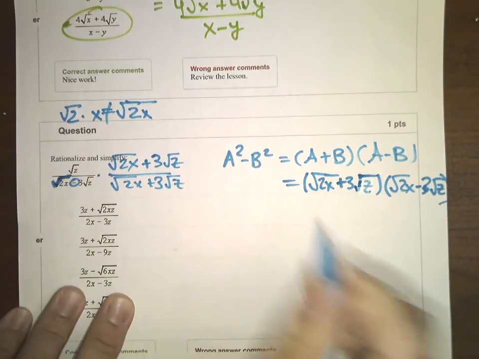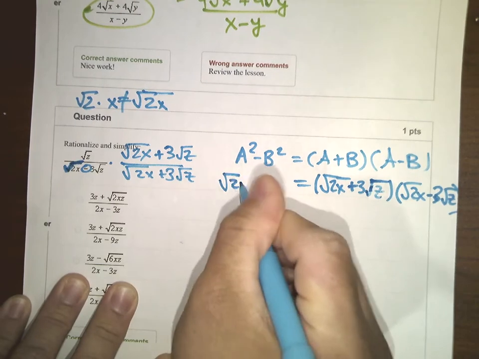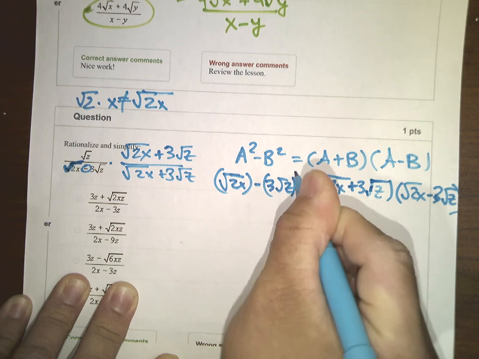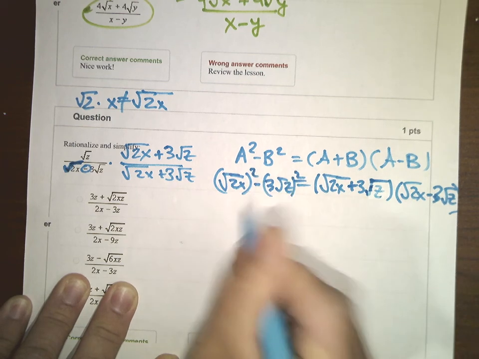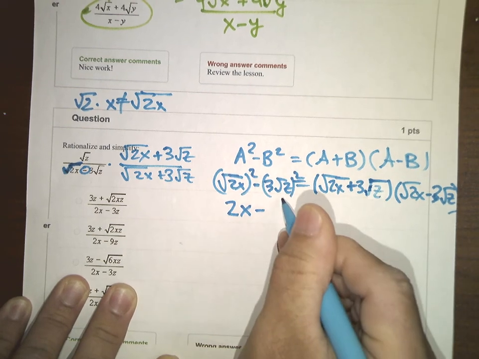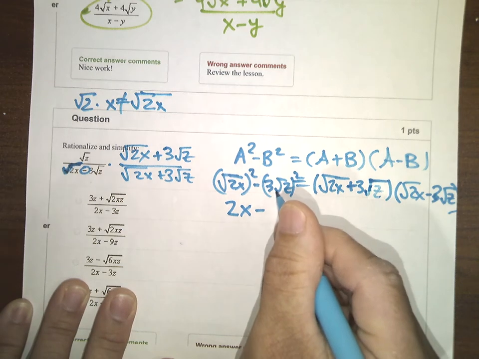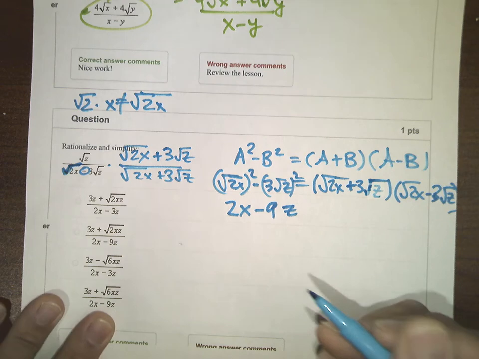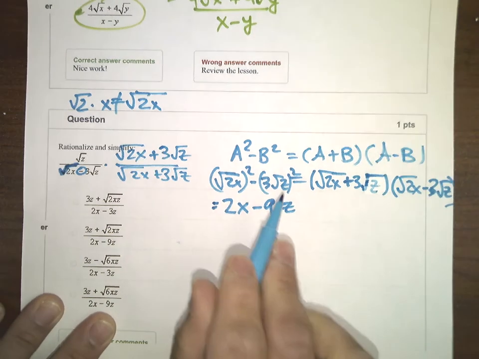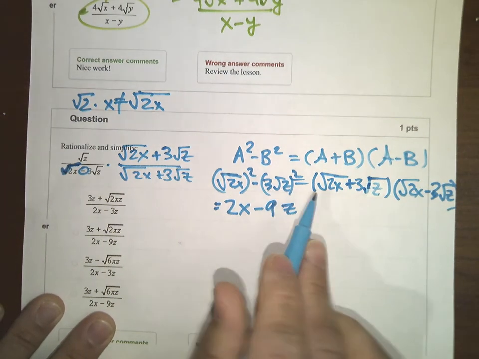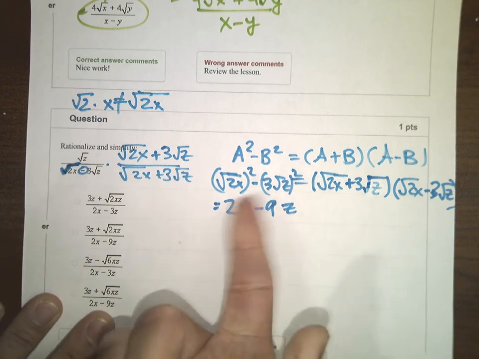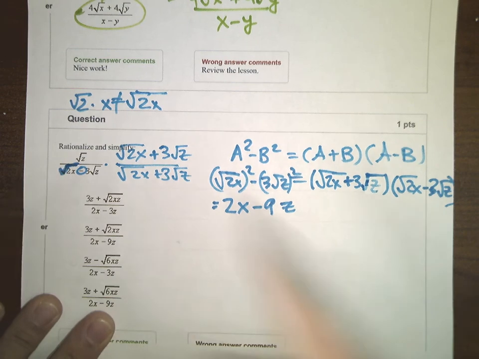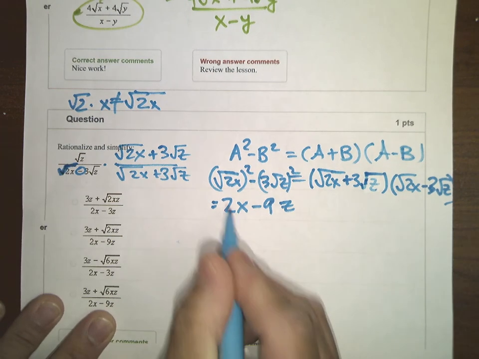That's much nicer, right? So this here then is square root of 2x squared minus 3 square root of z squared. So square root of 2x squared is 2x, then square root of z squared is z, and then 3 squared is 9, so we have 9z. Now that was really the difference between the 3 being under the square root and not, because 3 squared is 9, and square root of 2 squared is just 2. So now we know that that's what we have in the denominator.